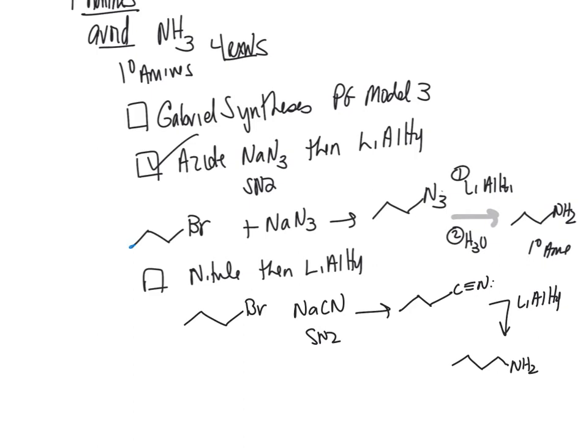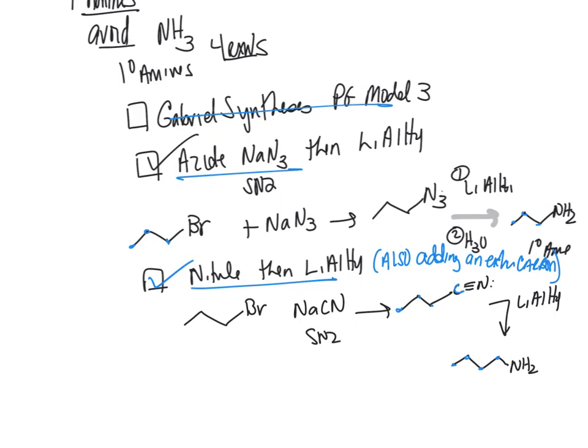So what's the difference between these two? You have 3 carbons here: 1, 2, 3. Here you have 1, 2, 3, 4. So you're making a primary amine with nitrile, but you're also adding an extra carbon. And this usually trips people up when you're taking exams. You've got to count your carbons. So you'll know the difference between going through a Gabriel synthesis or an azide versus a nitrile as your nucleophile.